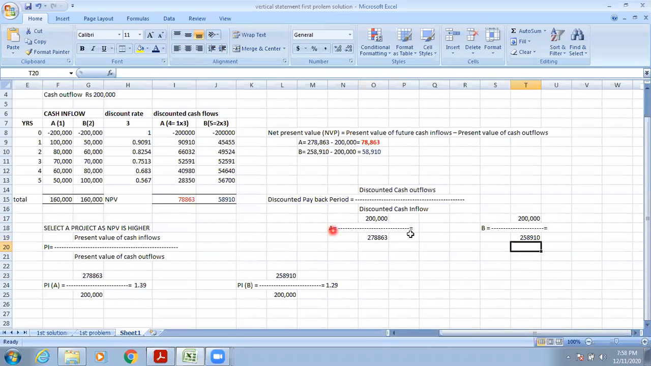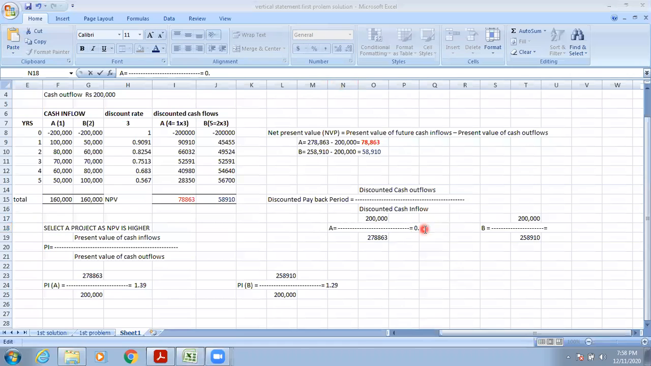Okay. What is the answer? It may be point right now. What is that? 0 point what? Tell me the answer. Calculate first. 2 lakh divided by 2,78,863. So that is 1.71 for A.